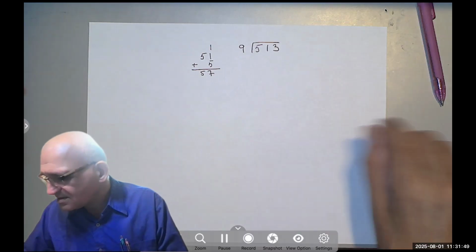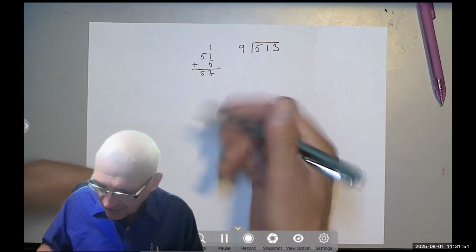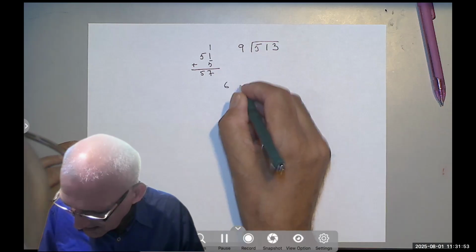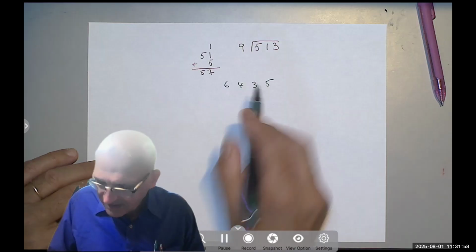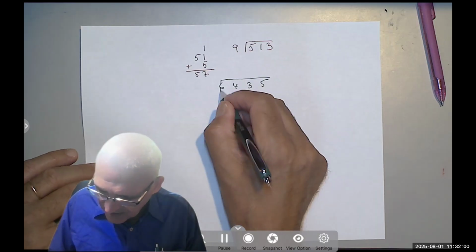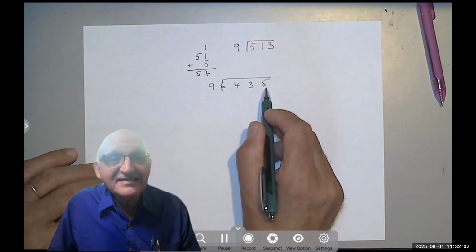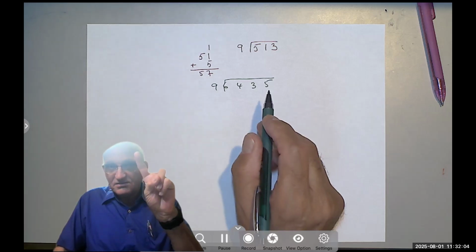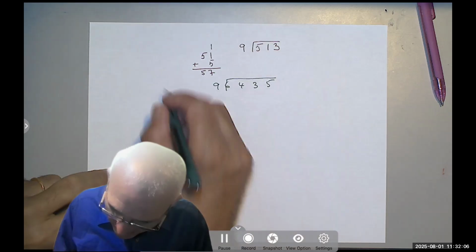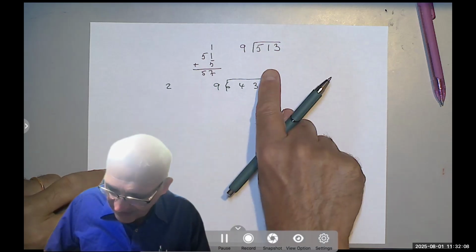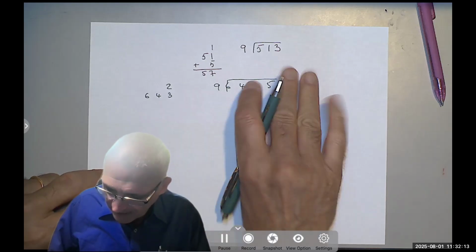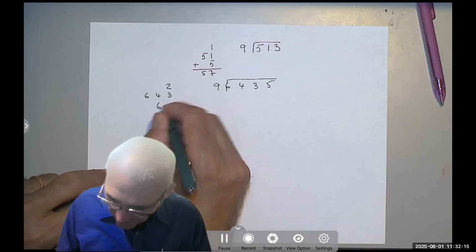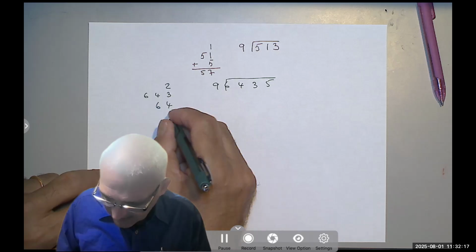Now let's take a four-digit number. Maybe you say this is easy, so let's take something more complicated. Let's say 6435. 6 plus 4 is 10, plus 3 is 13, plus 5 is 18. 18 is two nines, so you write 2. Then you hide the 5, you get 643. You hide the 3, you get 64. You hide the 4, you get 6.